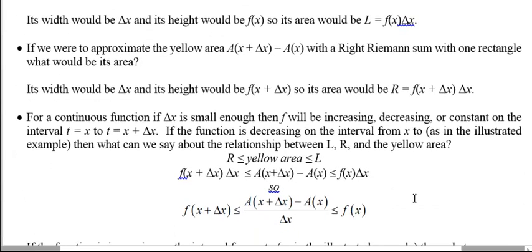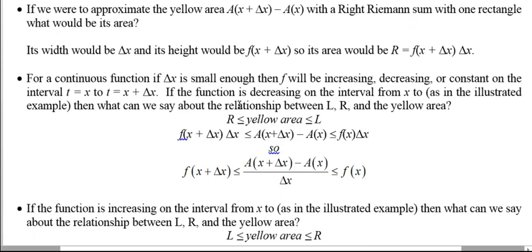Well, it would be f of x plus delta x times delta x. Now, if it's a continuous function, if delta x is small enough, then we can consider it to be all increasing, decreasing, or constant on hopefully a small enough interval. So if we divide it up into small enough intervals, let's think of this as being all decreasing or increasing. So one of the two things happens. The yellow area is going to be between the left and right. So if it's increasing on that interval, the right will be too large and the left too small; if it's decreasing on the interval, the right will be too small and the left will be too large.